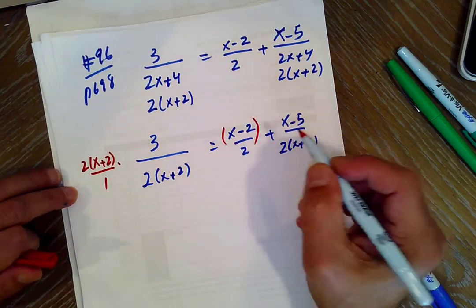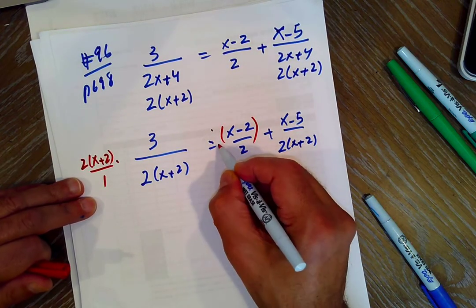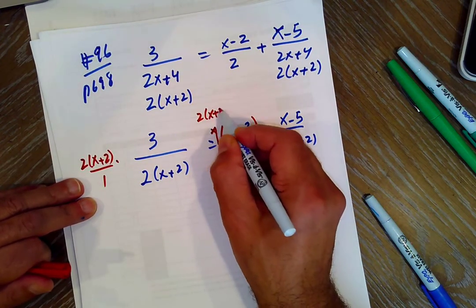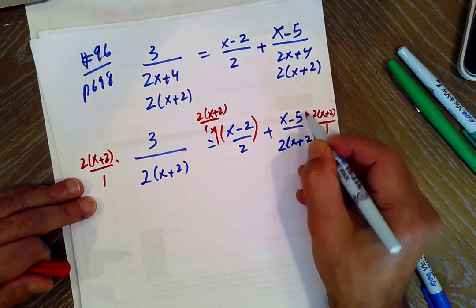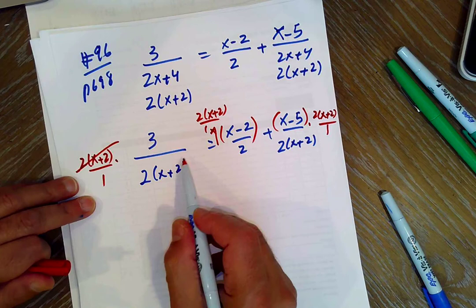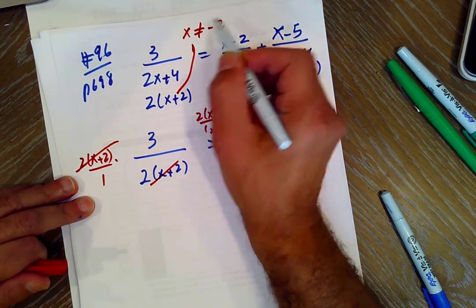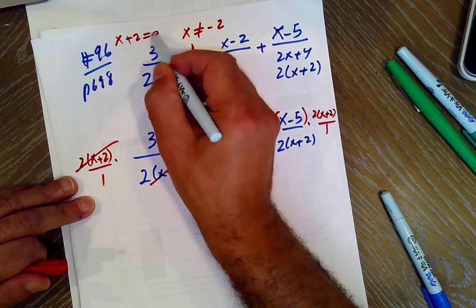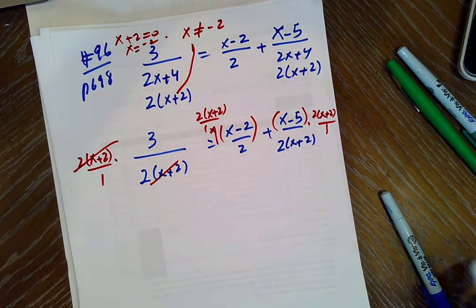Multiply each term by 2(x + 2) over 1. That cancels all out. Remember here, x cannot equal negative 2. Keep that in mind because x + 2 equals 0 when x is negative 2. That's not in the domain. So any x will work except that.